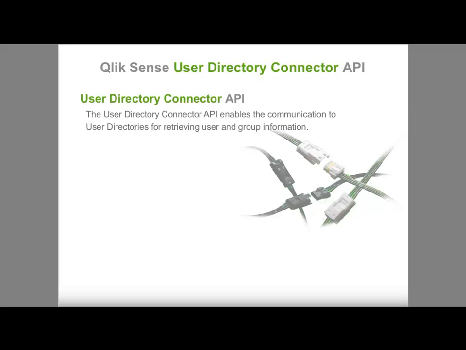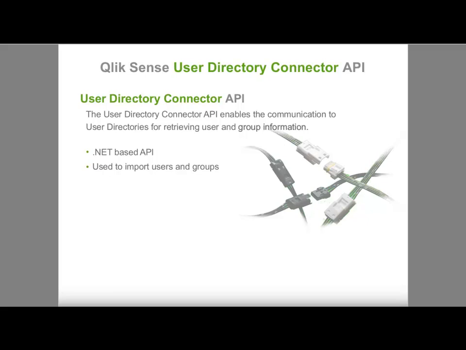User directory connector APIs enable the communication to user directories so that we can retrieve user and user group information and make that available to the Qlik Sense environment. Security rules manage how we allocate licenses to users, if we're doing it on an automated basis or on a restricted basis, and then who has authorization and access to certain kinds of applications and certain security streams.